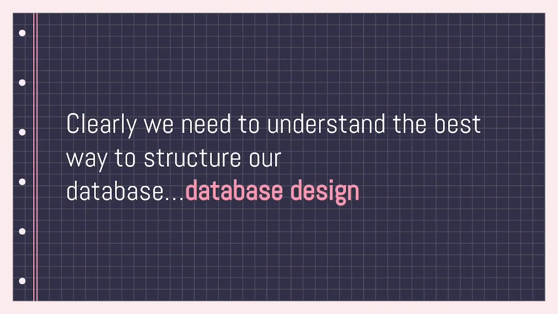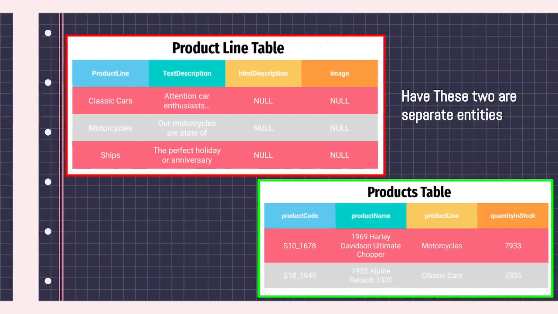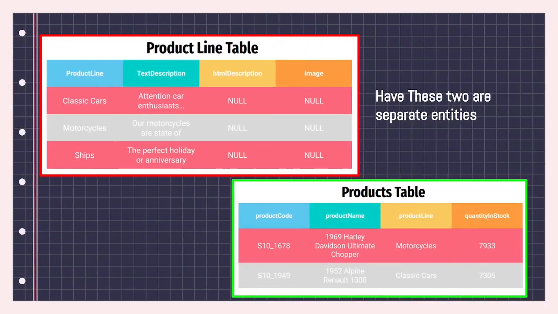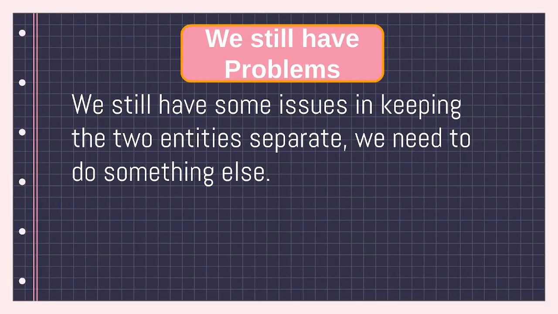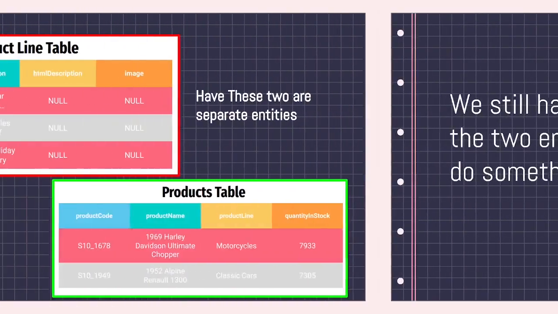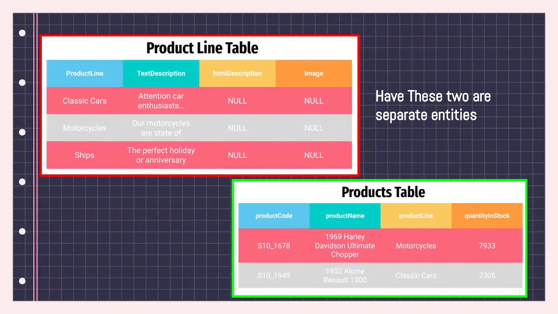So clearly we need to understand the best way to structure our database, which is database design. Bringing you back to this, this is the design that we currently have in our classic model database, which we have used throughout the whole series. We have these two separate entities: the product line entity and the product table entity. Separating them can help us avoid some issues. Now we have split our table into two parts, product line and products, because these are two different entities that are not dependent on each other.